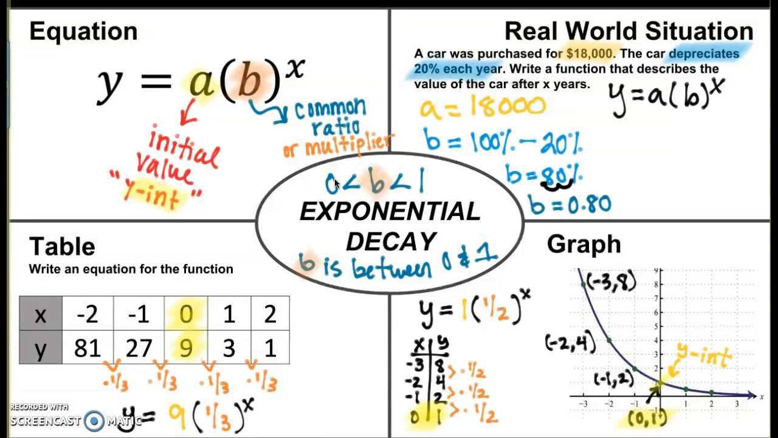And now I can write my function y equals 18,000, which was the initial value, times that decay factor, which is 0.80, to the power of x. And so when we compare, this 0.80 is between 0 and 1, the 1/2 is between 0 and 1, and then the 1/3 is between 0 and 1. So each of these is a representation of exponential decay.